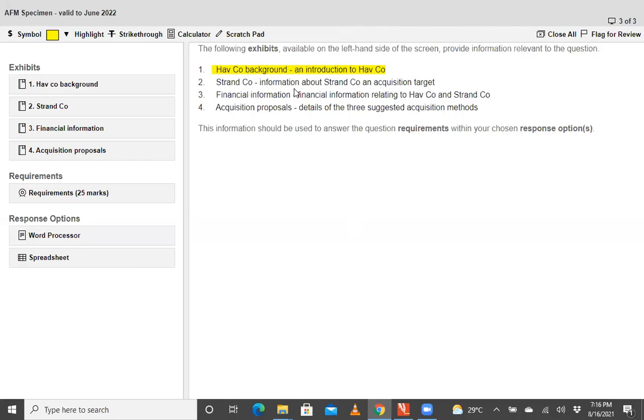Hav company, there is this background information. Strength company, information about a strength company, an acquisition target. Then there is financial information. And furthermore, the acquisition proposals, the details of the three suggested acquisition methods. The information should be used to answer the question requirements within your chosen response options.